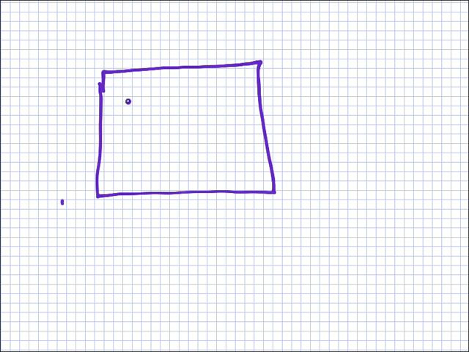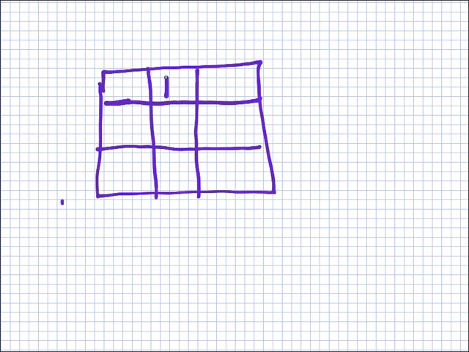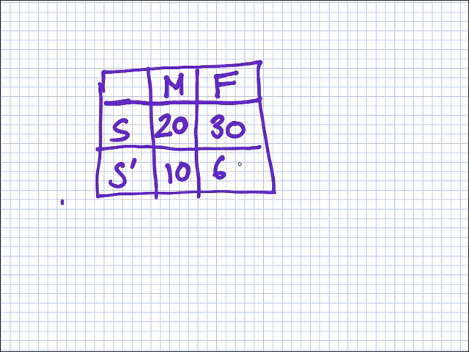So let's split it up a bit. Here is male and female and smokers and non-smokers. So let's say we have 20, 10, 30, no, let's look at 60. Okay. Right, so this is a typical table you might see in some kind of biology paper.